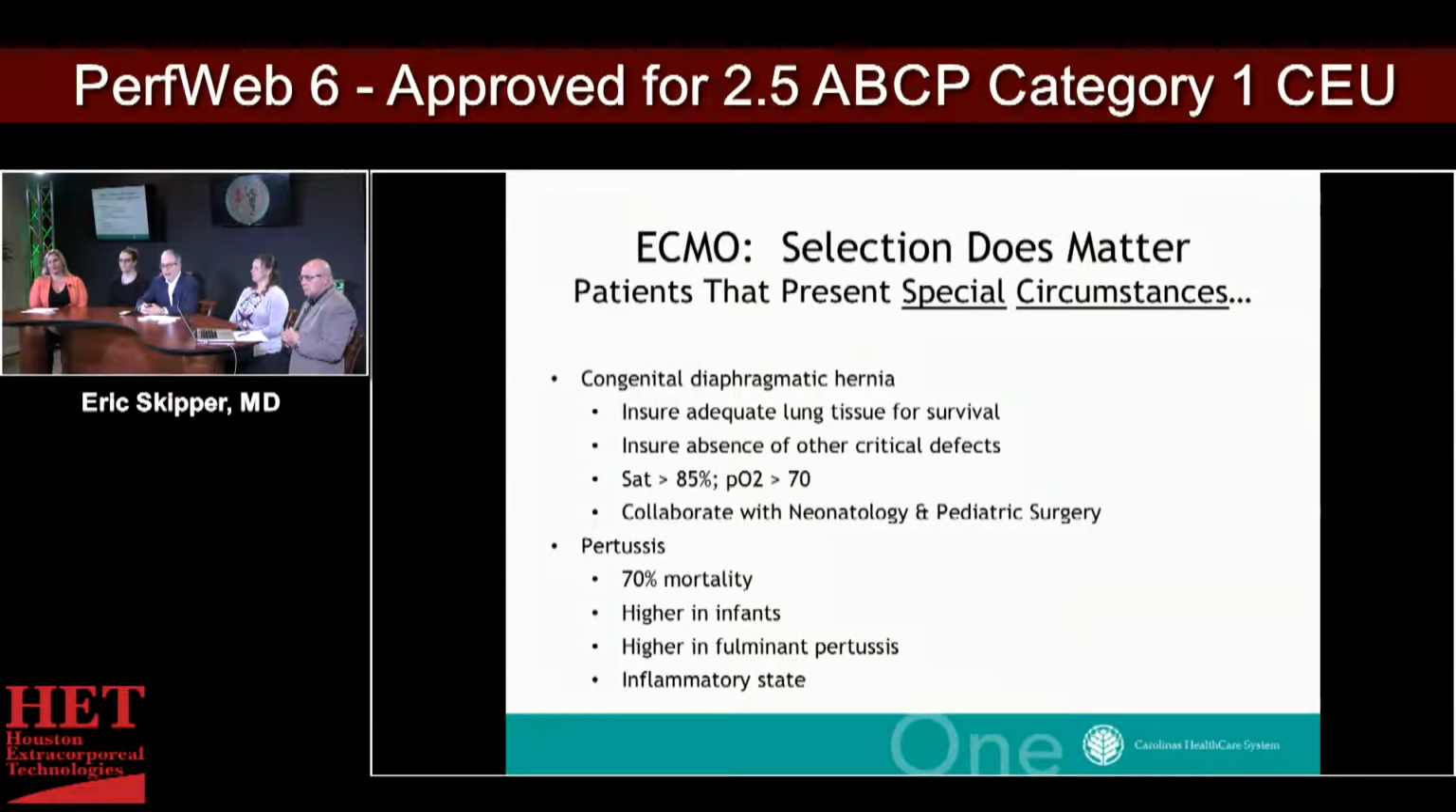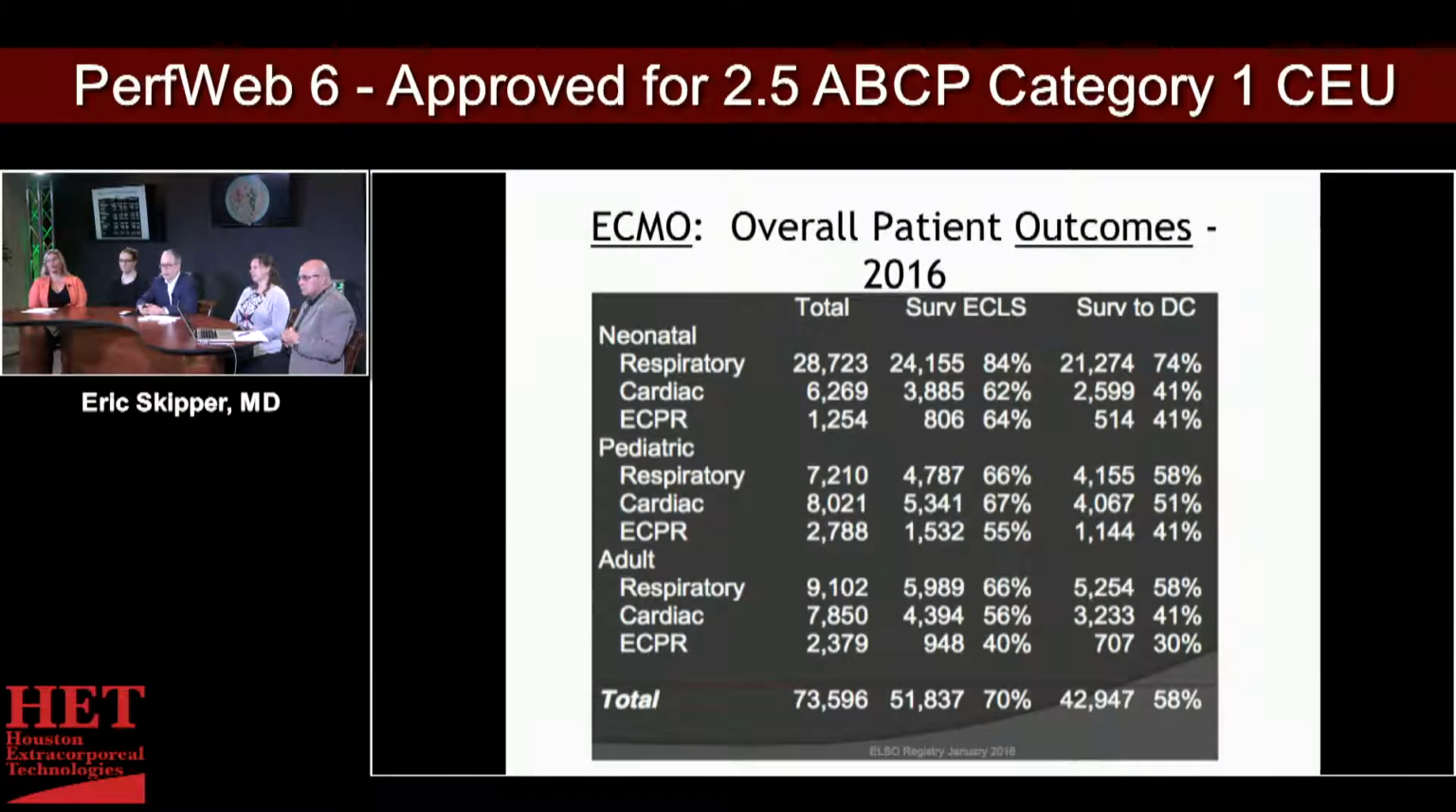Pertussis, certainly not something as an adult surgeon I see a lot of, but there can be a 70% mortality associated with pertussis, higher in infants, higher in fulminant pertussis, and it's an inflammatory state that is oftentimes hard to manage, and so you're looking at a 30% or less survivorship. Again, it's a high-risk population.